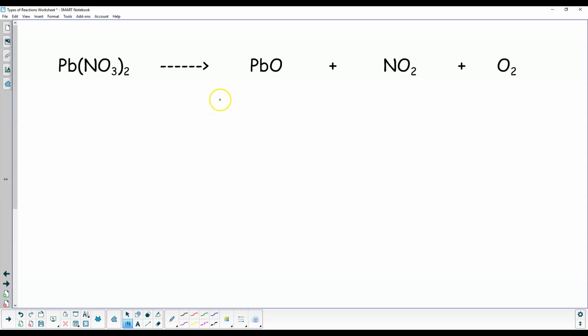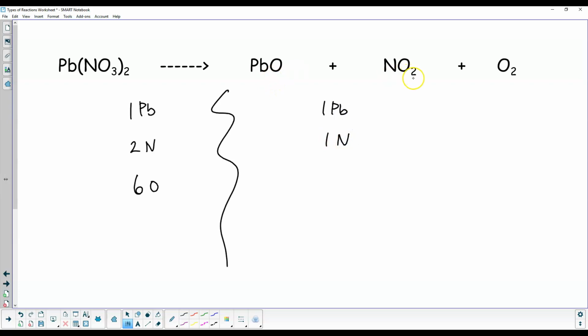All right, let's take a look here. Notice we have nitrate, but this is not nitrate, so we have to separate it as elements. 1 lead, 2 nitrogen, right? And then 6 oxygens. On this side, it looks like 1 lead. Nitrogen appears to be 1. Oxygen, I have 1, 2, 3, 4, 5. Okay. Well, lead looks good. Nitrogen, I have 2 and I have 1. I'd probably start by putting a 2 here. That's going to make this guy 2. Oxygen, here's 4, 5, 6, 7.